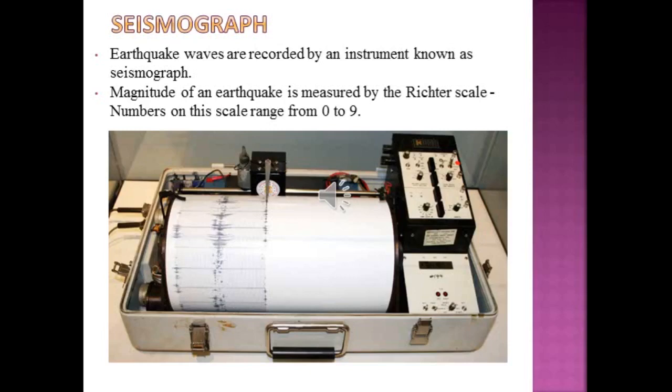The number on the Richter scale ranges from 0 to 9. So the seismograph is an instrument used to measure the earthquake waves, that is seismic waves, and the magnitude of an earthquake is measured by the Richter scale, whose numbers range from 0 to 9.